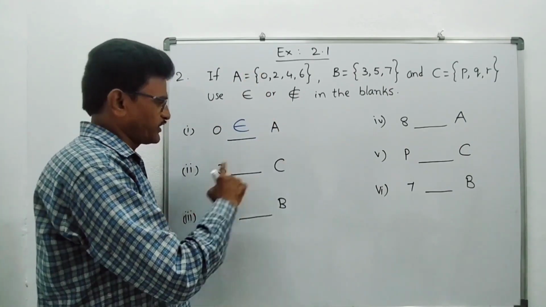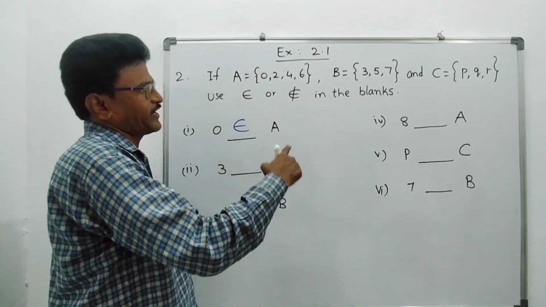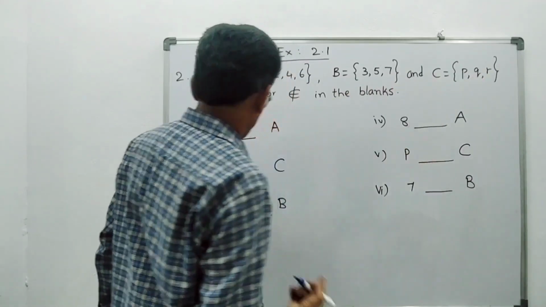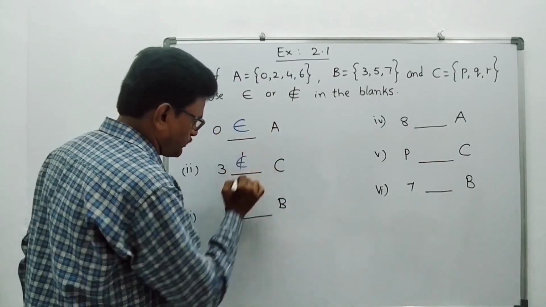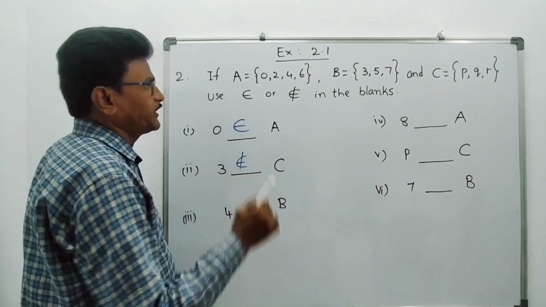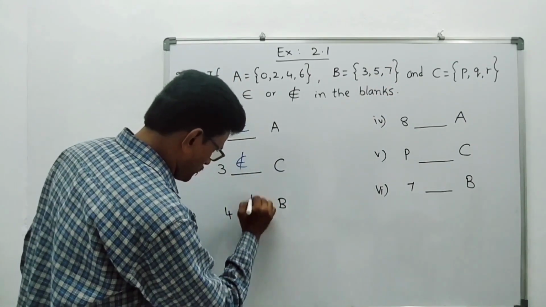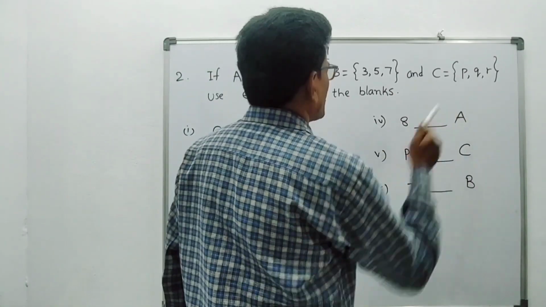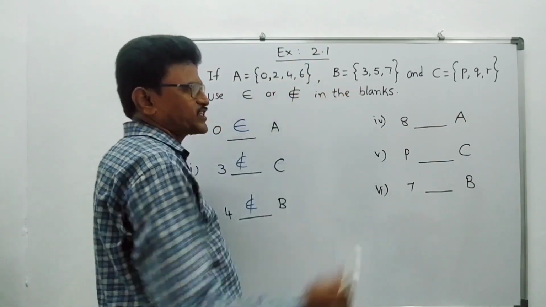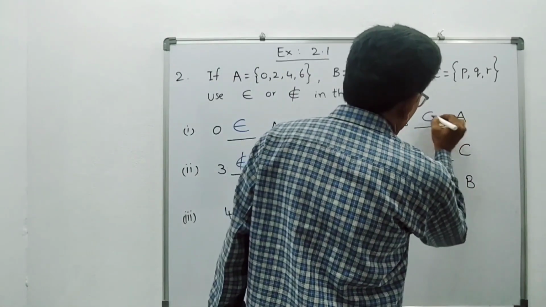Now what is the second one? 3 in set C. See, set C is P, Q, R. 3 is not there. So does not belong to. Right? 4 in B. Here 3, 5, 7. 4 is not there. So 4 does not belong to B. Now 8 in set A. See here, 0, 2, 4, 6. 8 is not there. So does not belong to.